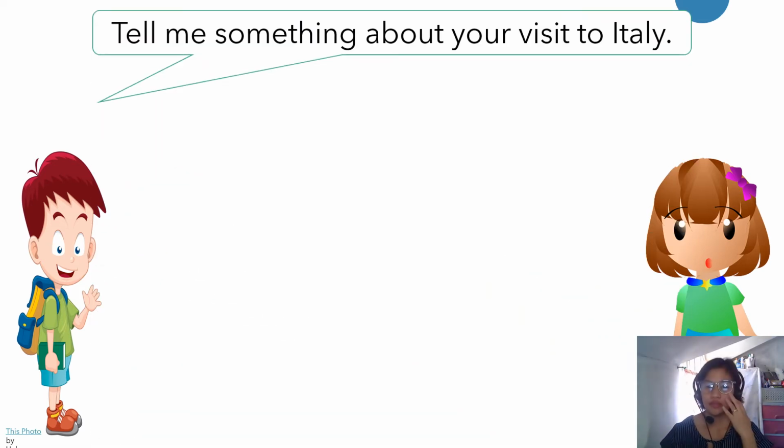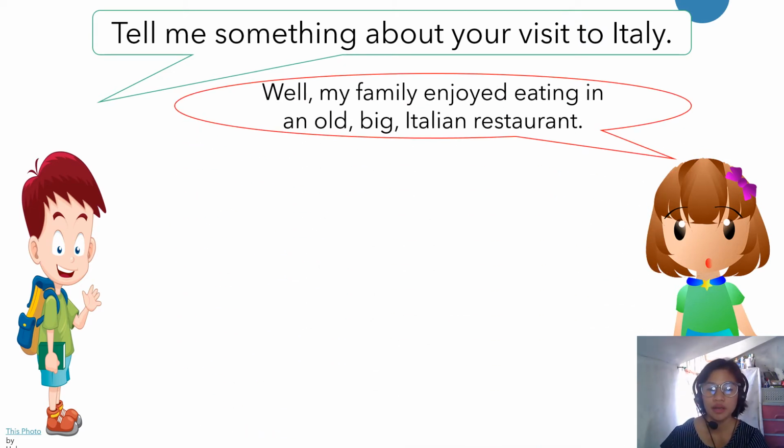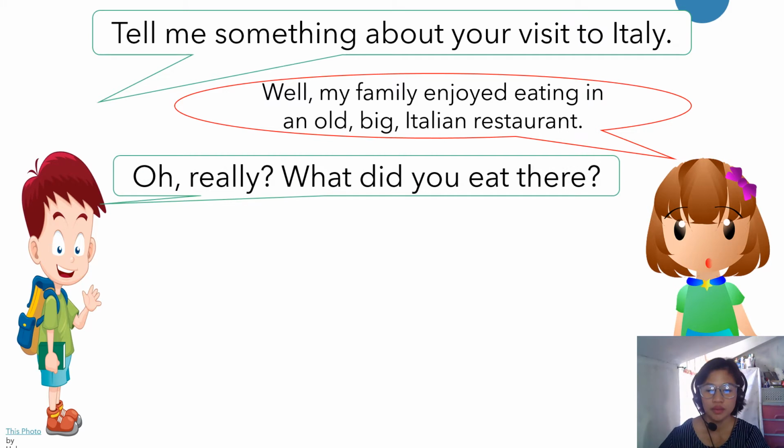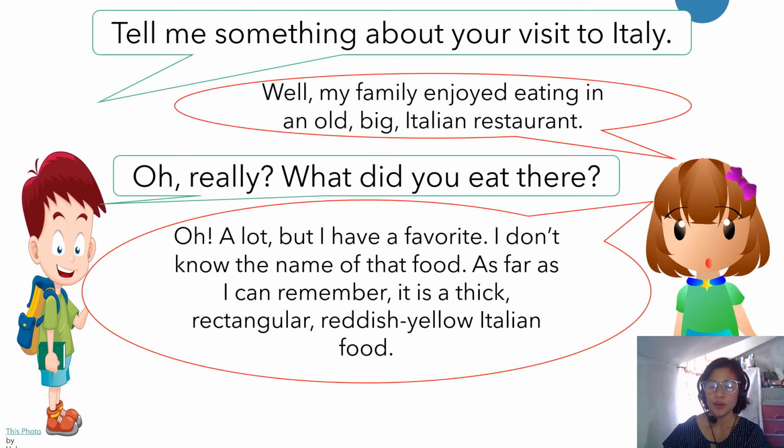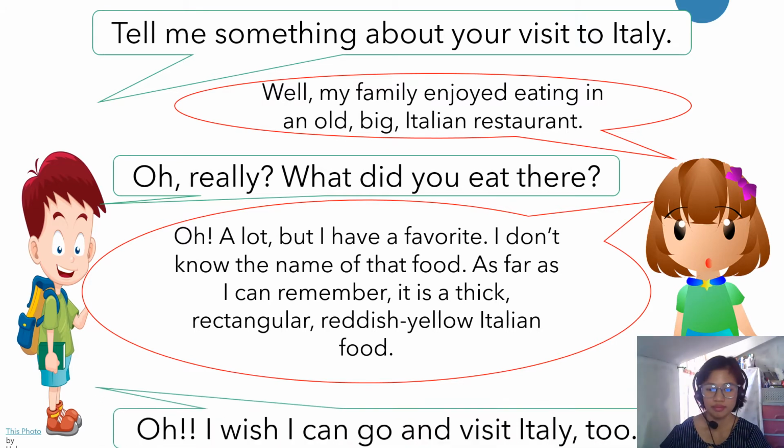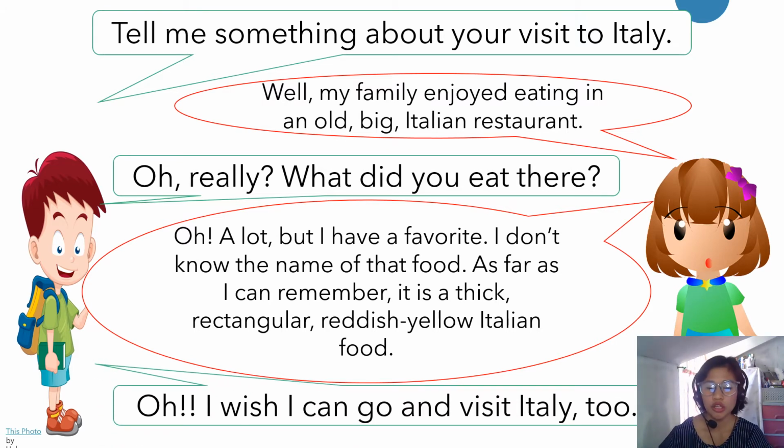Tell me something about your visit to Italy, said the boy. Well, my family enjoyed eating in an old, big Italian restaurant, said the girl. Oh, really? What did you eat there? said the boy. Oh, a lot. But I have a favorite. I don't know the name of that food. As far as I can remember, it is a thick, rectangular, reddish, yellow Italian food. Oh, I wish I can go and visit Italy too, said the boy.